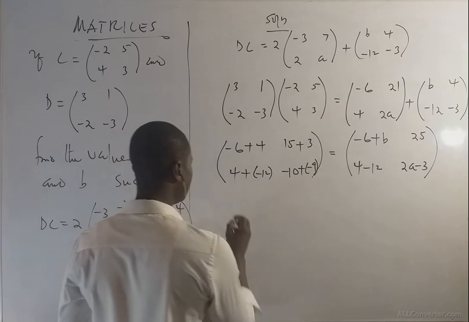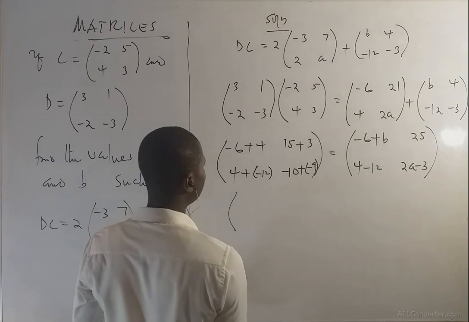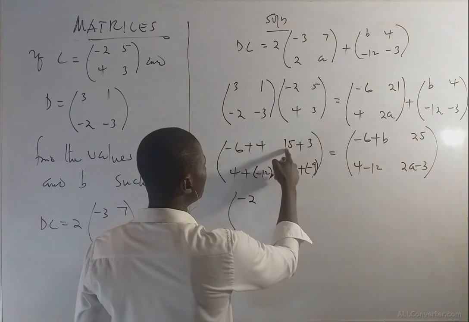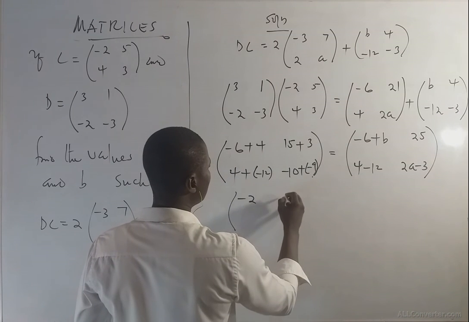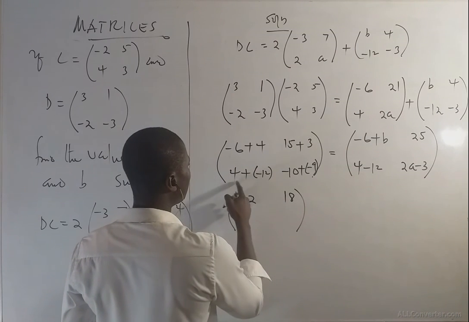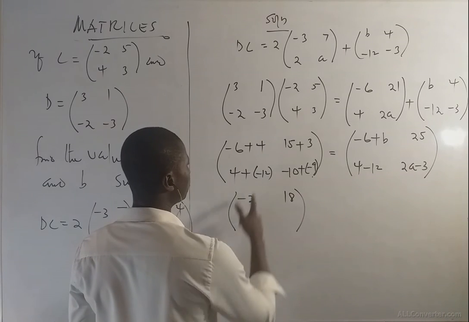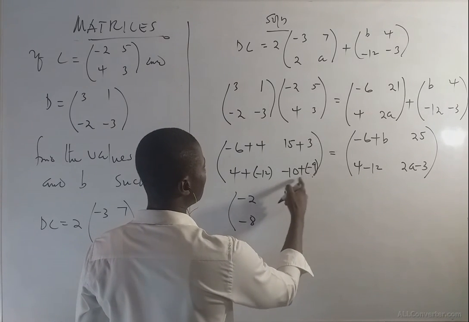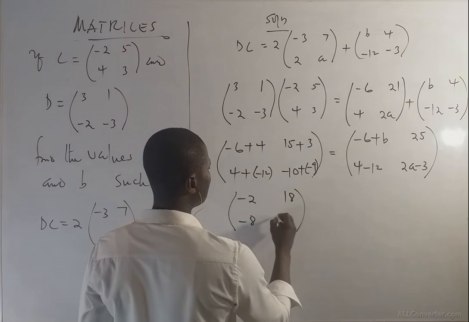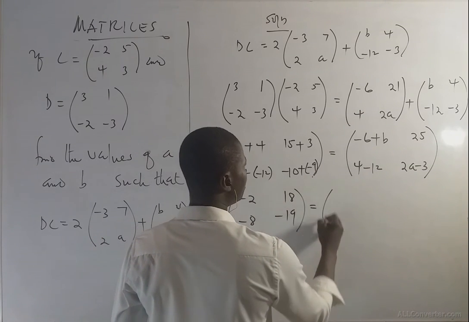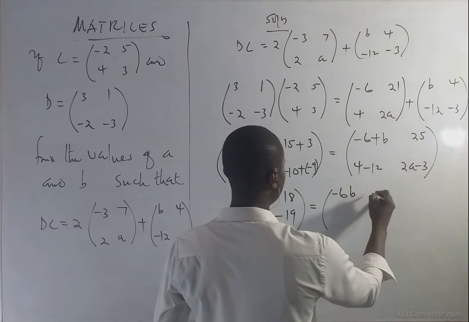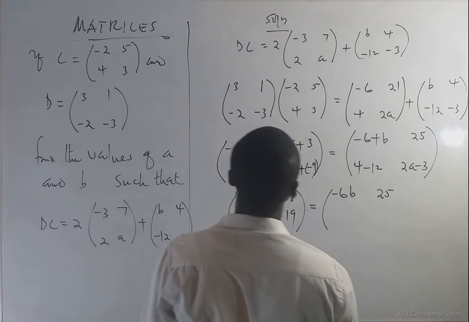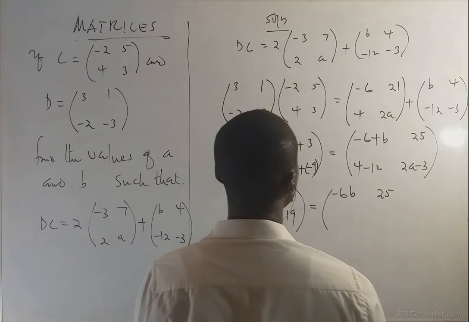Okay, so let's simplify the left. We have minus 6 plus 4, and minus 6 plus 4 will give us minus 2. 15 plus 3 will give us 18 here. Then 4 plus minus 12 is the same as 4 minus 12, and that will give us minus 8. Minus 10 plus minus 9 is the same as minus 10 minus 9, that is minus 19. And this will be equal to minus 6b. We have 25 here. Okay, take note.